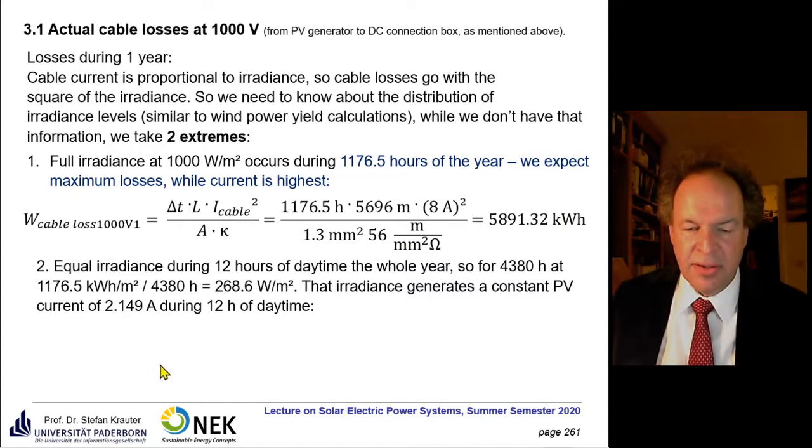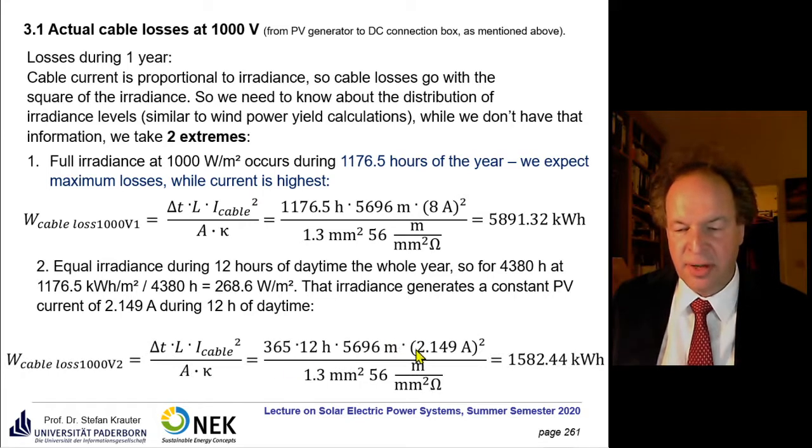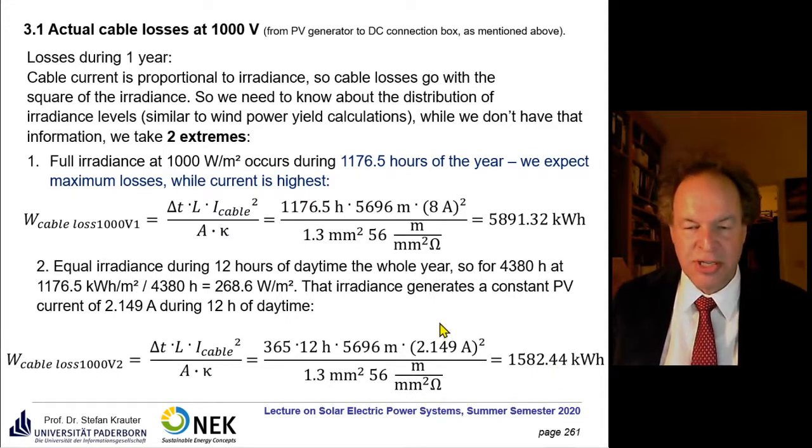If we take the more equalized irradiance value, then we have here 365 times 12 hours of current duration, and the current is much less. As mentioned, it's only a fourth, so 2.149 amps squared, divided also by the cross-section area times the conductivity, and we have 1,582.44 kilowatt hours.